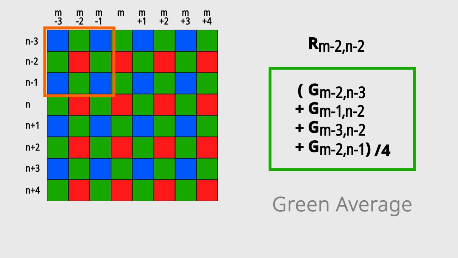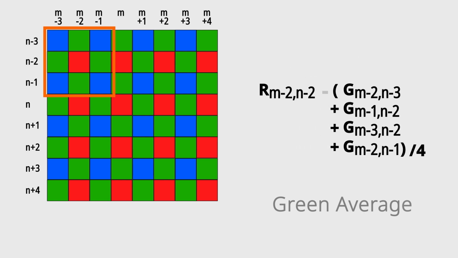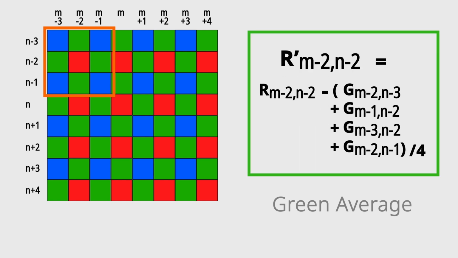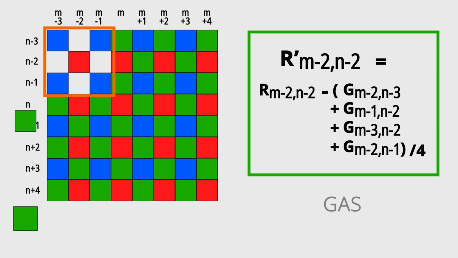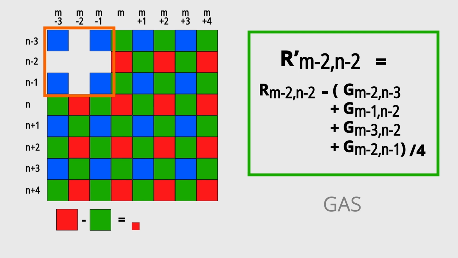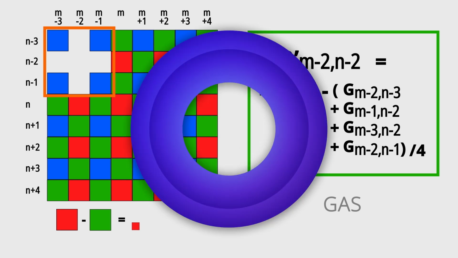And to make the numbers even smaller, we subtract this average from the red value and call it red prime. This is called green average subtraction, or GAS for short. So we take the average of 4 greens and subtract it from the red to make a smaller number. That elementary school operation is the crazy math. That's it, folks.